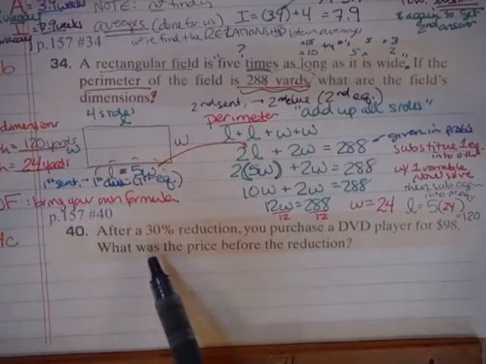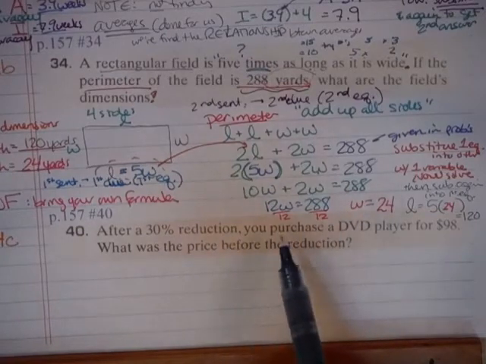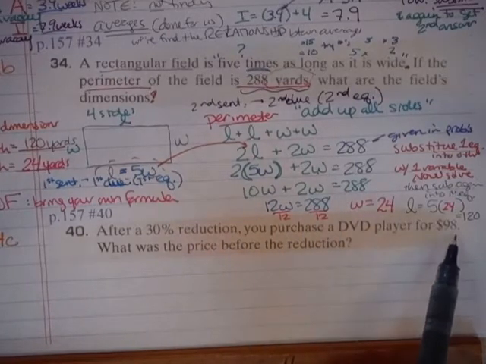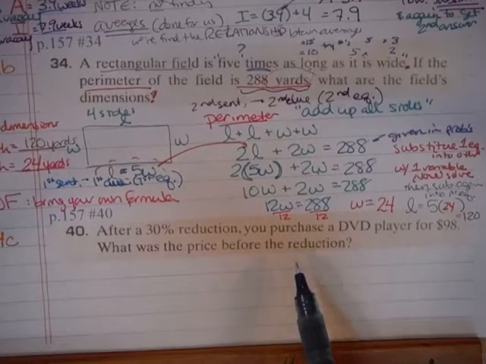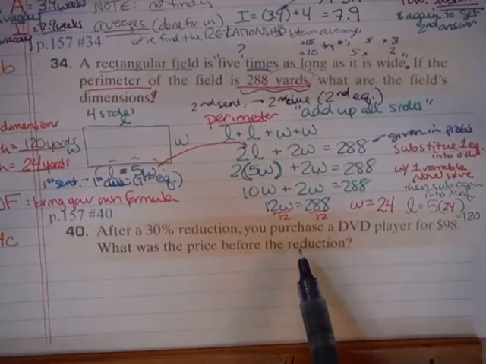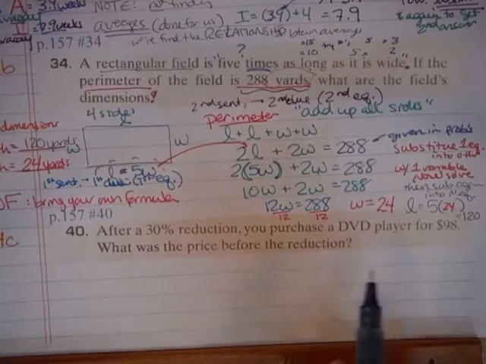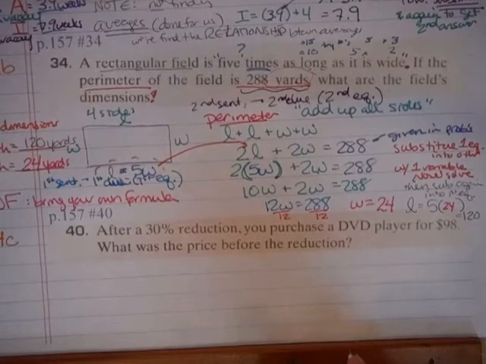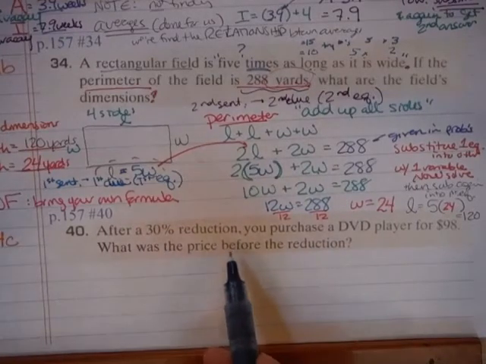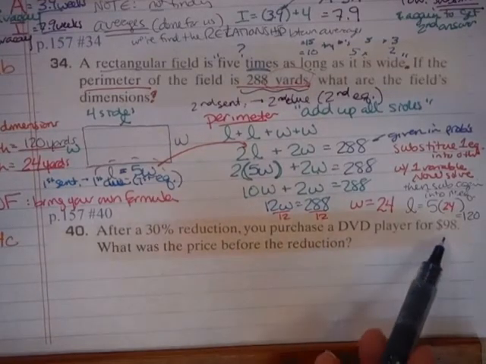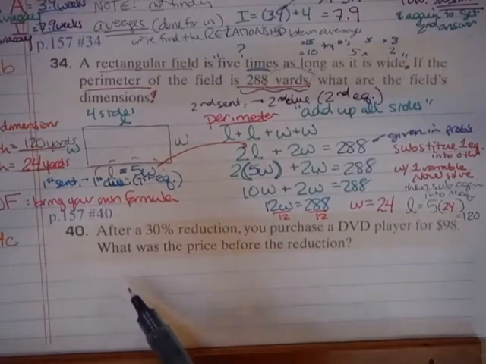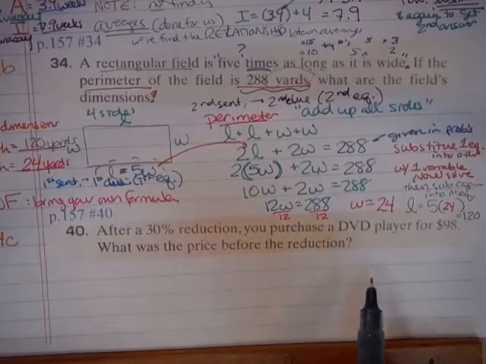Here's what it reads. After a 30% reduction, you purchase a DVD player for $98. What was the price before the reduction? So let's take a deep cleansing breath. Read that again. After a 30% reduction, you purchase a DVD player for $98. What was the price before the reduction?